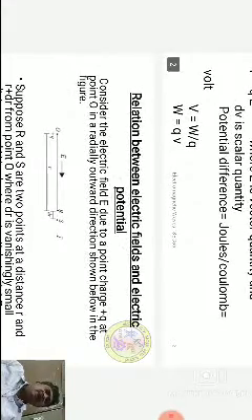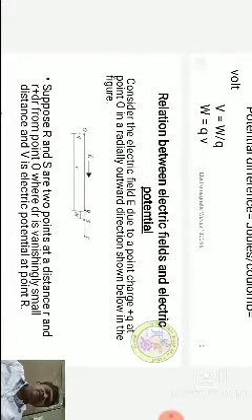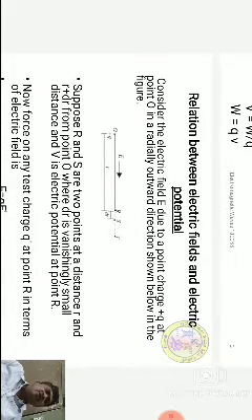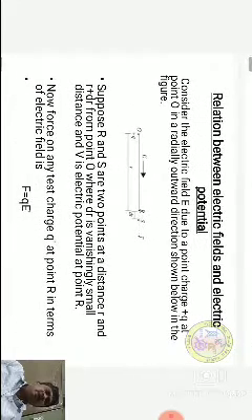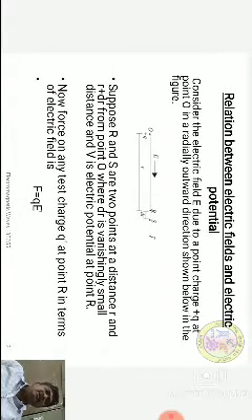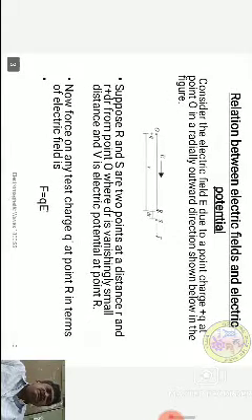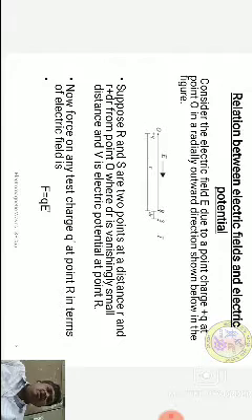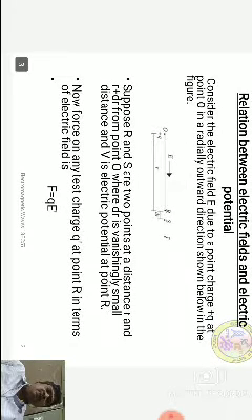Now we are already familiar with the electric field. What is the relation between this electric field and this electric potential? How do we relate these two with another parameter called the distance? With the parameter distance, we can relate these three terms: the electric field, the electric potential, and the distance. You can look into the diagram.